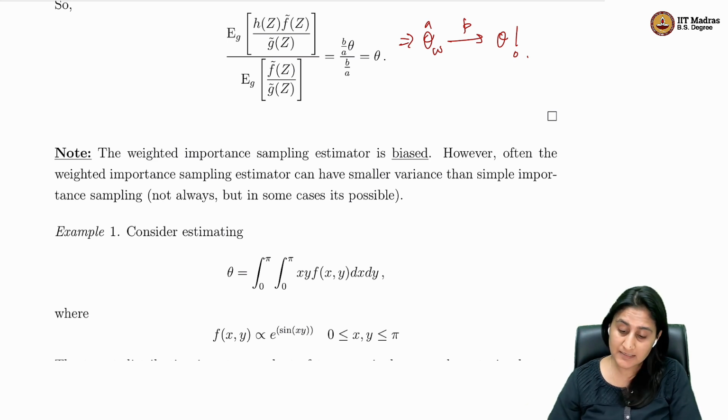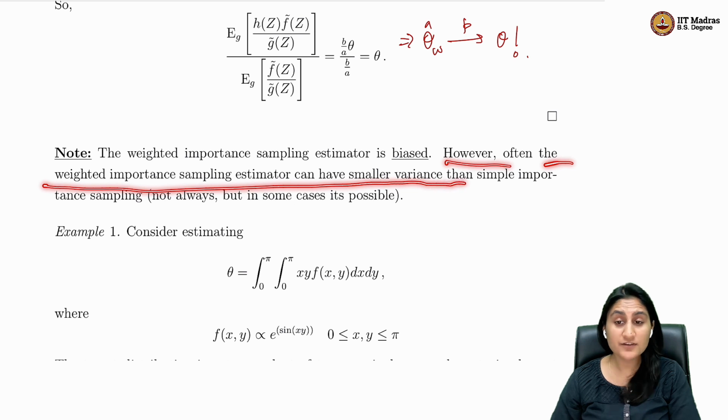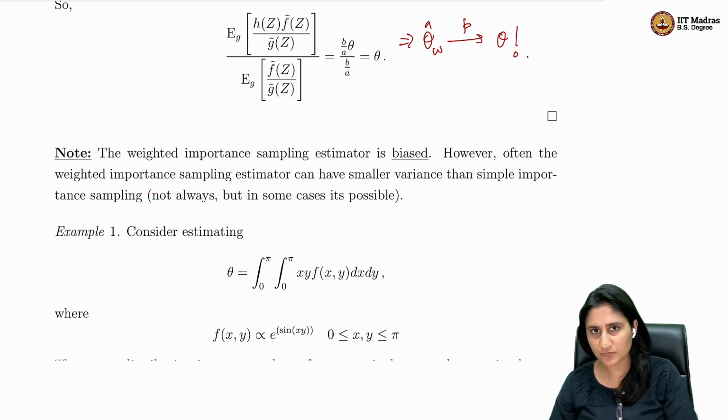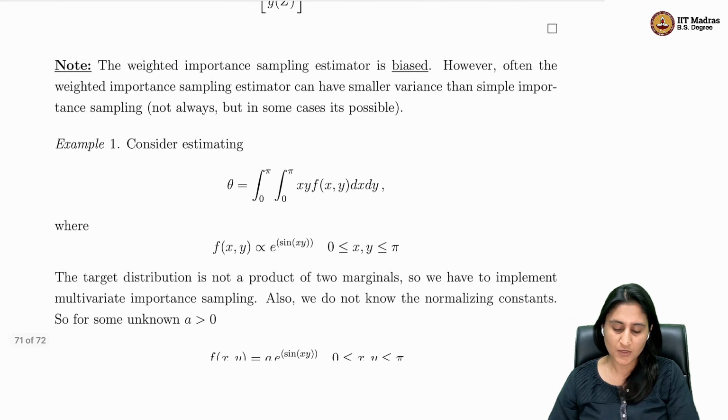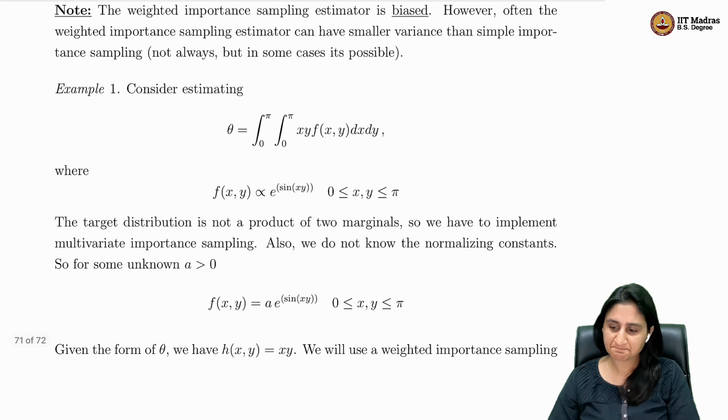However, what's pretty nice is that often, though not always, the weighted importance sampling estimator can have smaller variance than the simple importance sampling estimator. It's not always true, but often it can have a smaller variance. Okay, so let's take a look at an example.